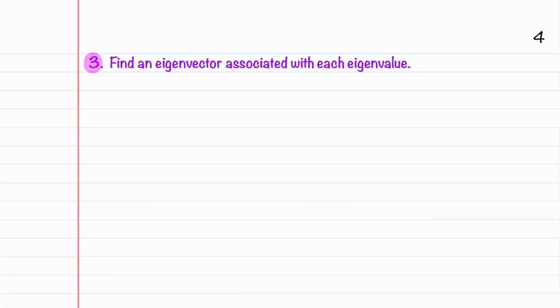Step 3 is to find an eigenvector associated with each of our eigenvalues. To find the eigenvector, here's what we're going to have to solve. We're going to need to solve the system A minus lambda I times our eigenvector V is equal to 0. Let's just put from our previous page, our matrix A was 1, 3, 4, 2.